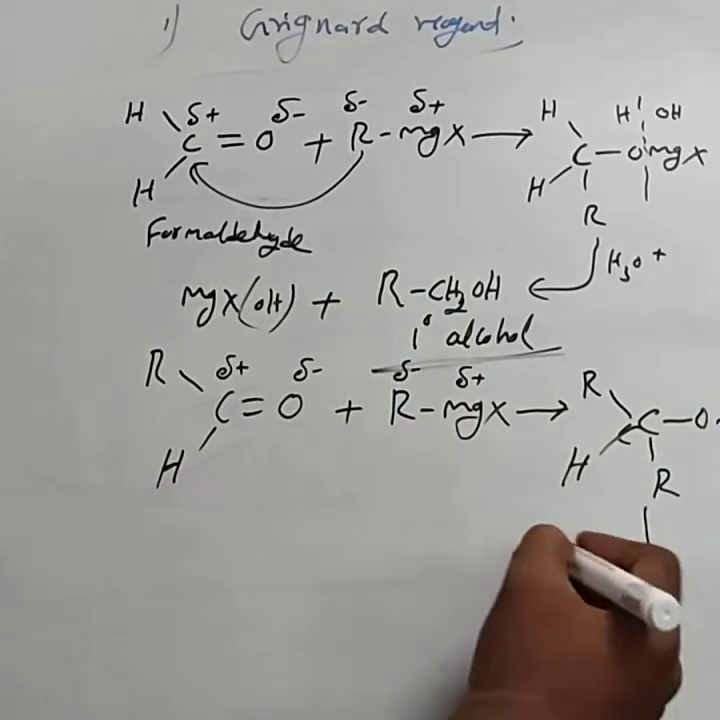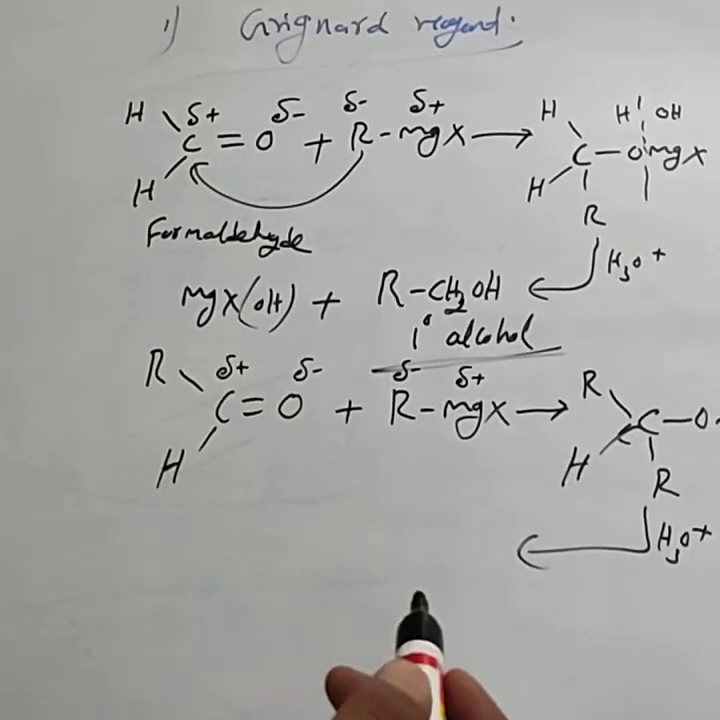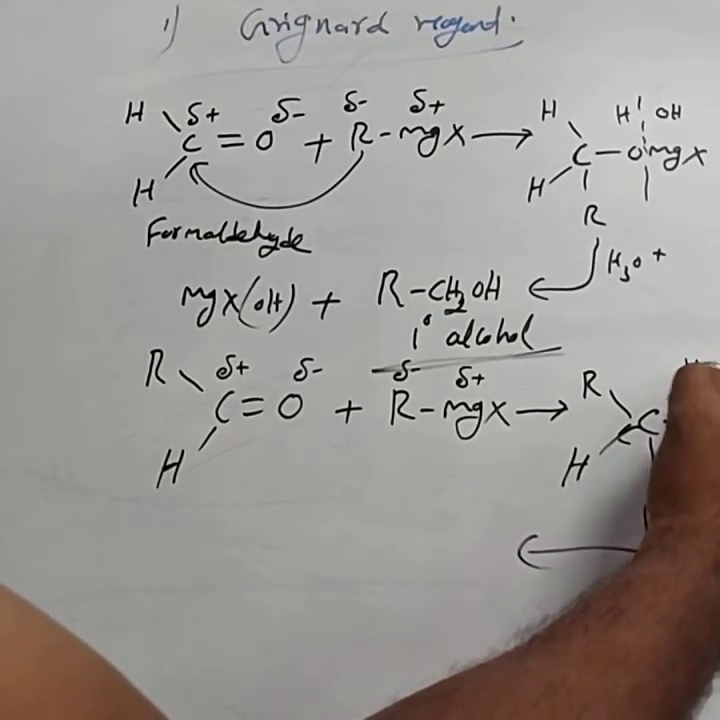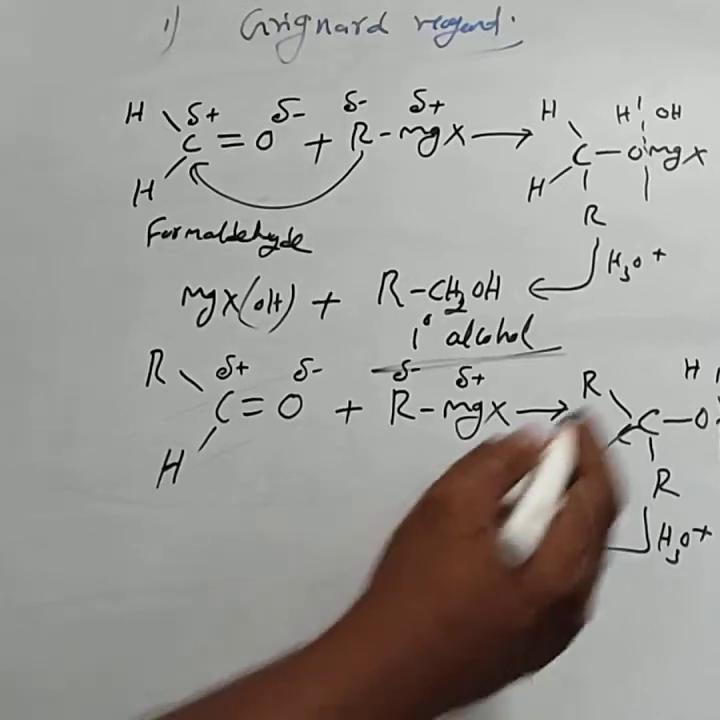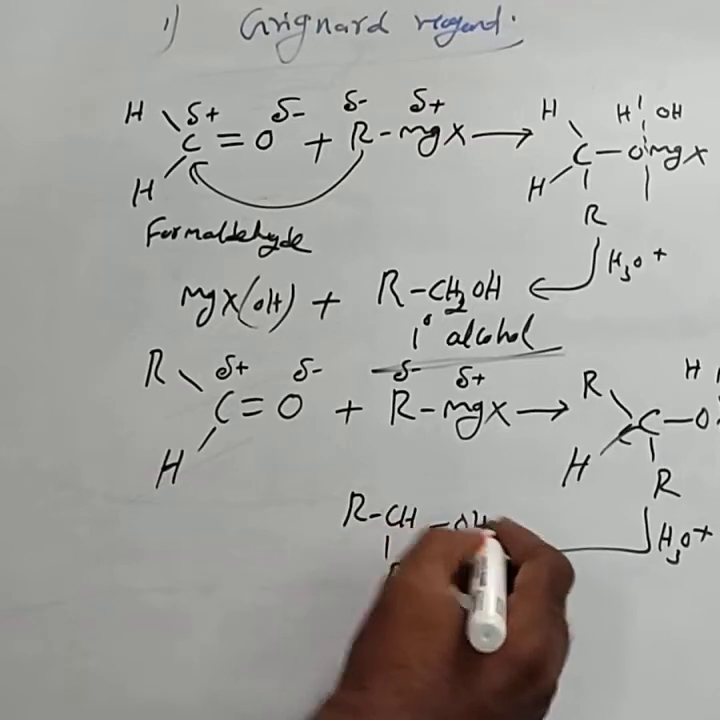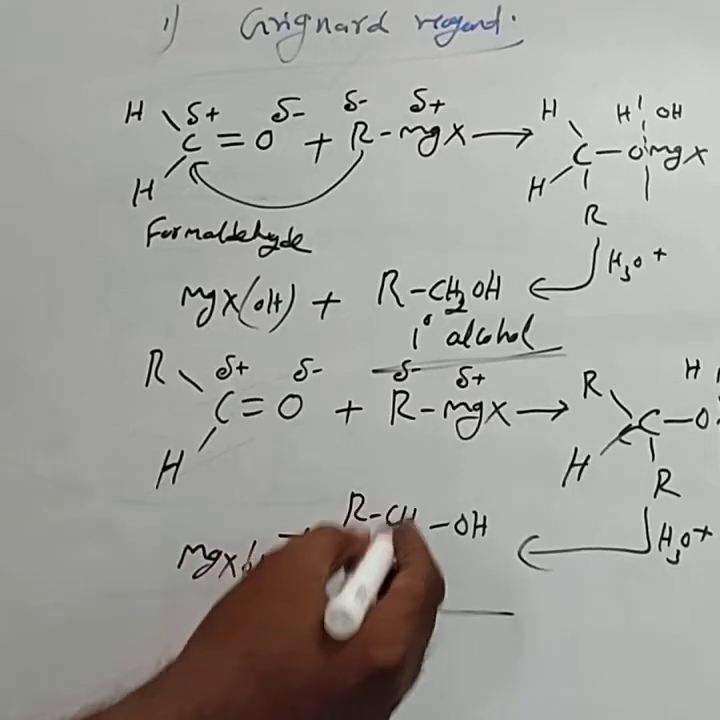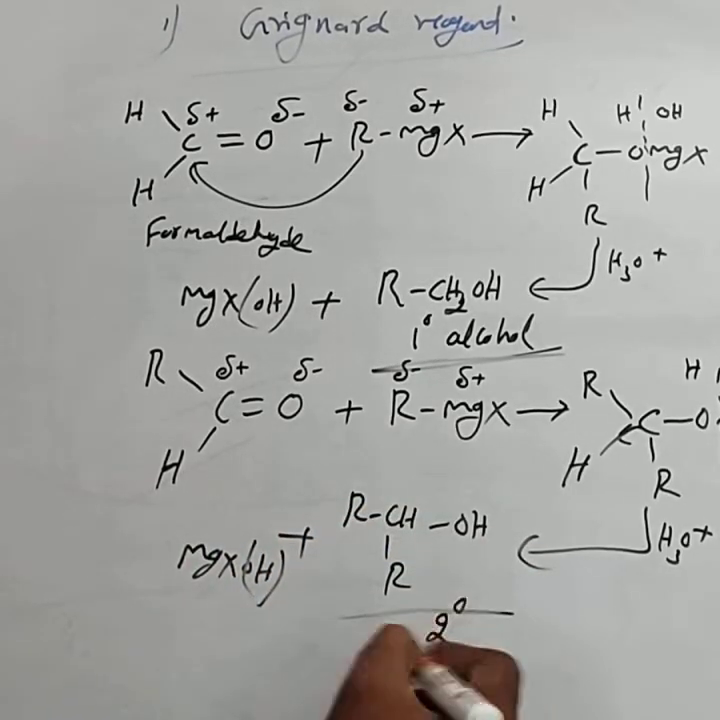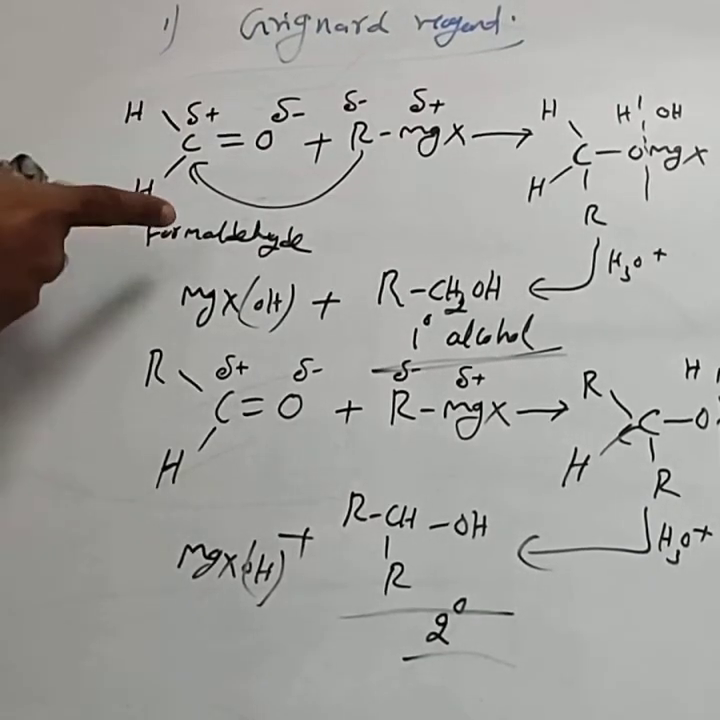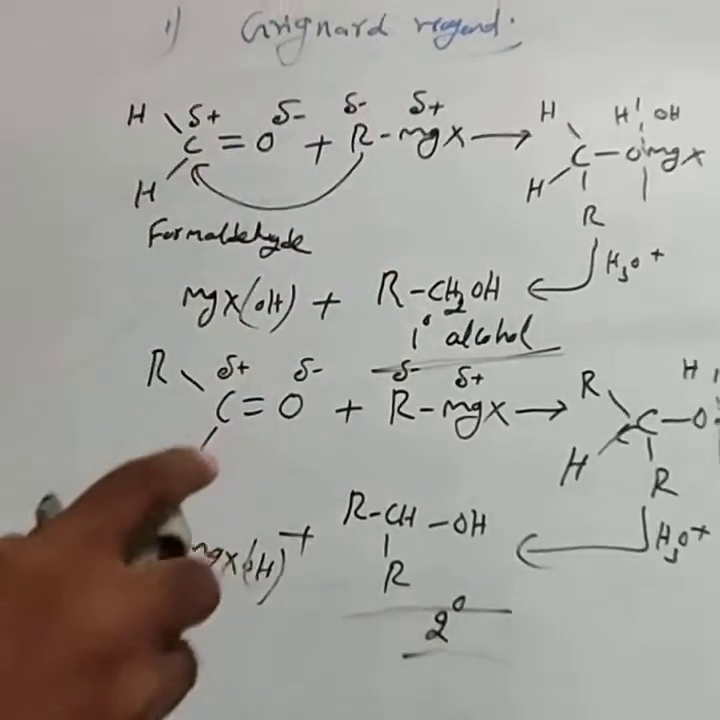Again this undergoes acid hydrolysis with H3O+. In the presence of acid, hydrolysis takes place and bond cleavage occurs. To this part H gets added, and to this part OH gets added. The product formed is RCHROH plus MgXOH. Can you guess the product? This RCHROH is the general formula for a secondary alcohol. Among the aldehydes, formaldehyde reacts with Grignard reagent to give the primary alcohol.